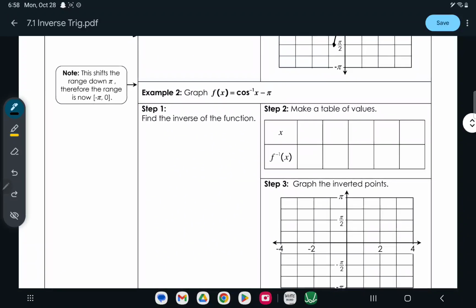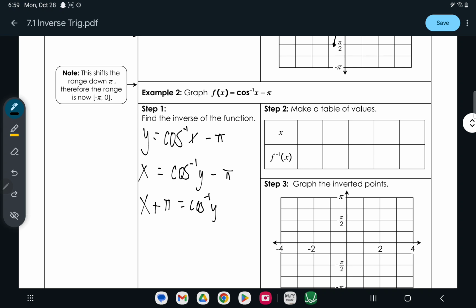All right, let's do a cosine one. So we have y equals inverse cosine of x minus pi. Let's switch the x and y and solve for y. So I can add pi to both sides. And to undo the inverse cosine, I can do the cosine of both sides. So cosine x plus pi is y.